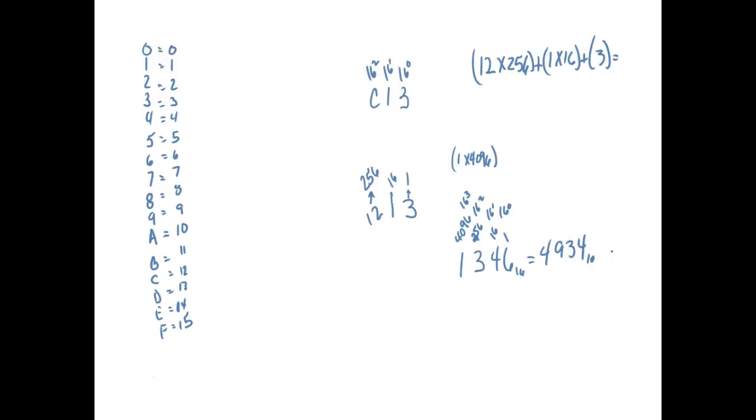4,900, which I should expect. Now here it gets a little more complicated, because I know that 2, 4, 6, 8 are even, but also A, C, and E are even. So that means that this number ends with a zero.